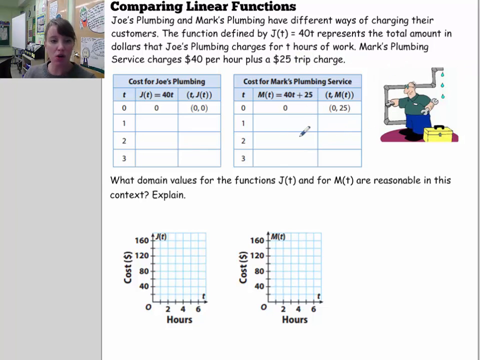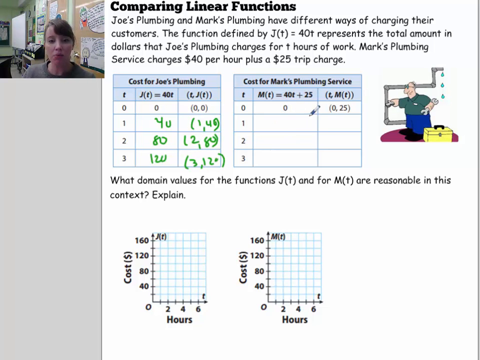So if you were to fill out these tables, for Joe, it's just going to be $40 for every hour. So it's going to be 40 times 1, which is 40. So this is 40, and 140 will be here. This is 80, and then 120 right here. So it's going to be 280 and 120 right here.